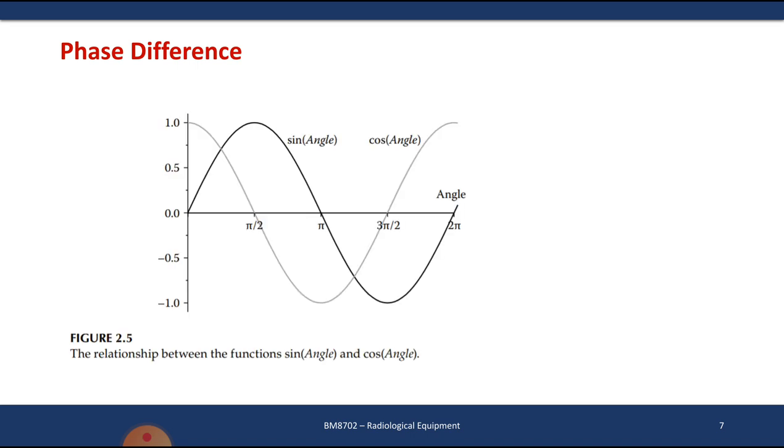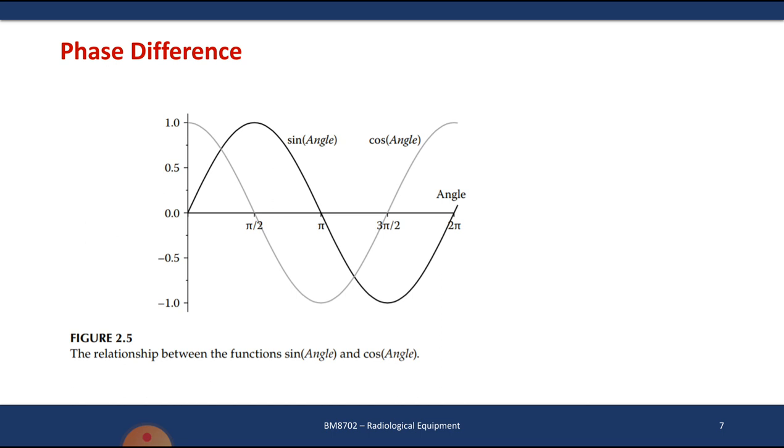And the next term which is very important in your MRI studies is the phase difference. So what is phase basically? Whenever you have a signal and you find there is an angle change in that signal, that is called a phase. So if you look at this figure, you have a sine theta and a cos theta.